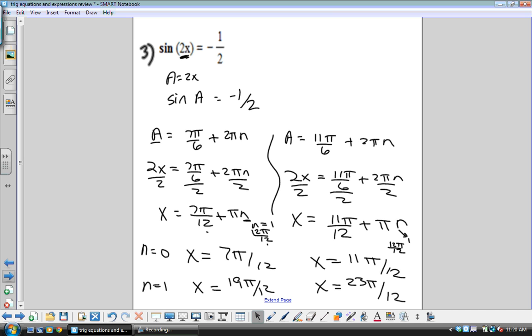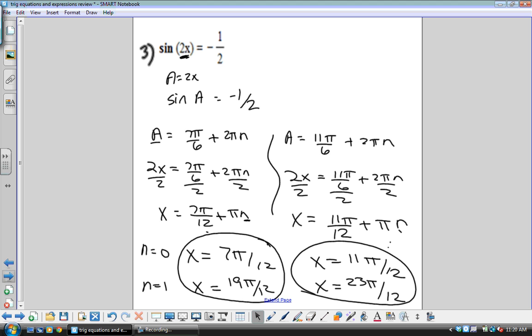So now, if n equals 2 here, we're going to get 2 pi, and anything positive plus 2 pi is going to be bigger than 2 pi. So any n values bigger than 1 are going to be too big. So now we just have these 4 solutions.